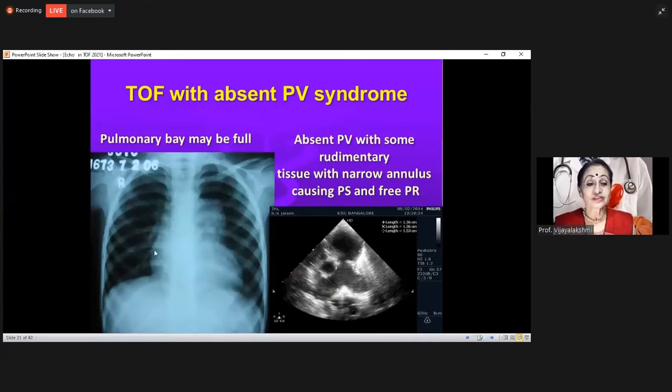So here you can see that though there is hypovolemia here, instead of being an empty pulmonary bed, it is full. So in a case of tetralogy of Fallot, if it is full, then you must suspect the absent pulmonary valve with the aneurysmally dilated main pulmonary artery.